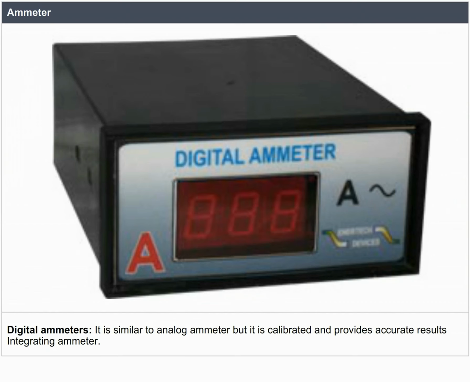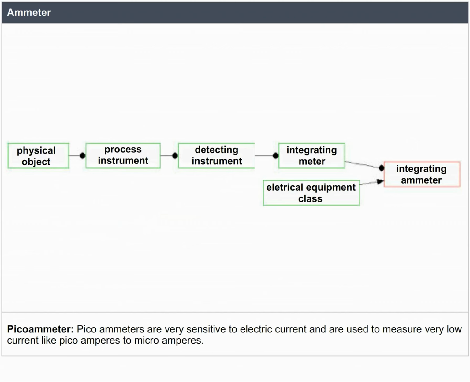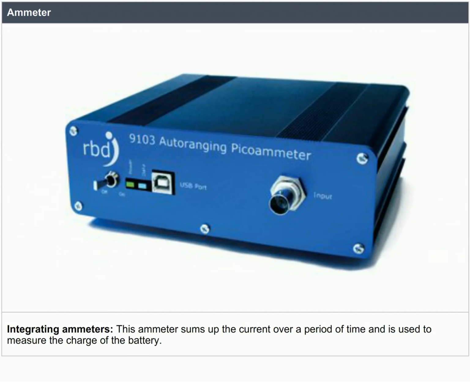Picoammeter. Picoammeters are very sensitive to electric current and are used to measure very low current, like picoamperes to microamperes. Integrating ammeters. This ammeter sums up the current over a period of time and is used to measure the charge of the battery.